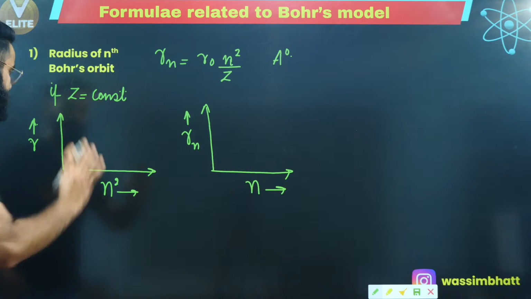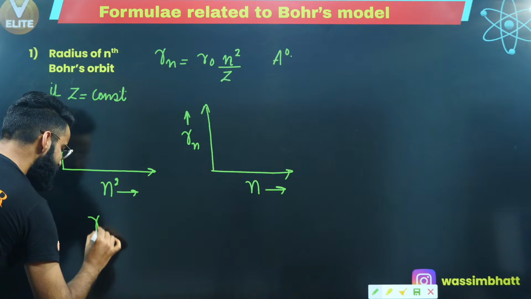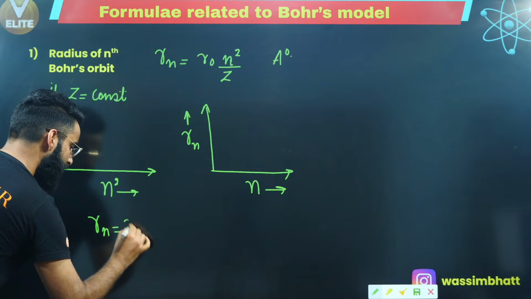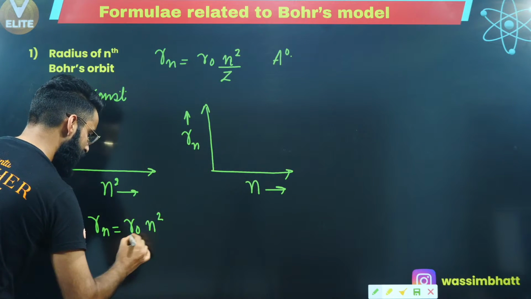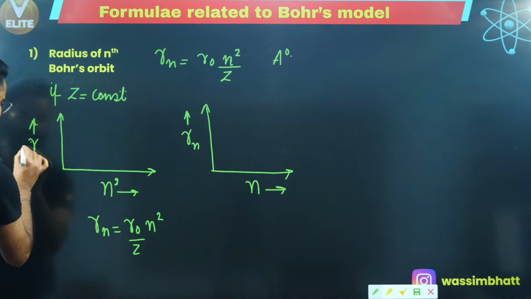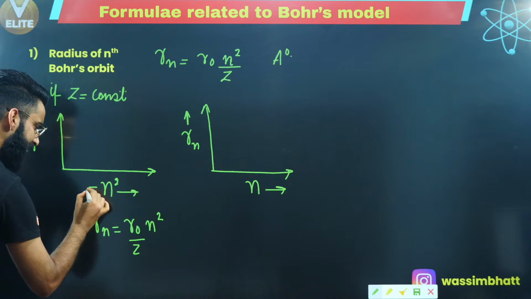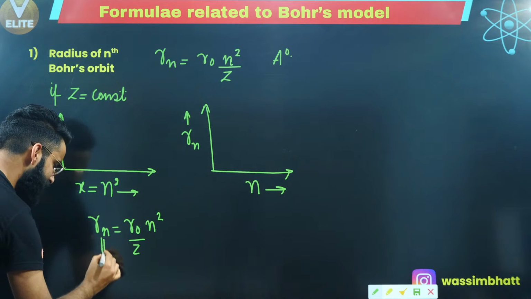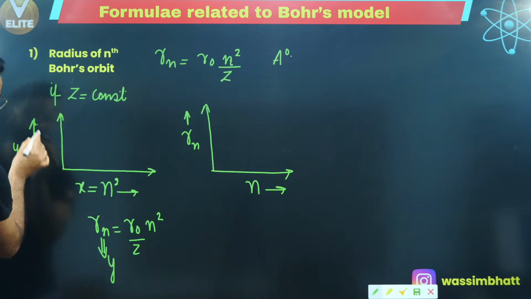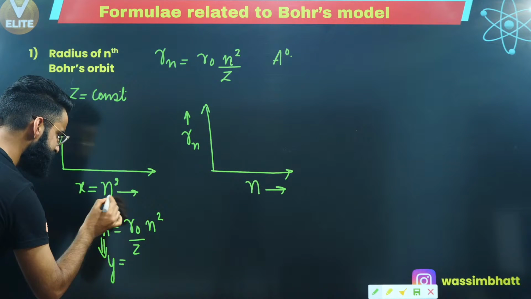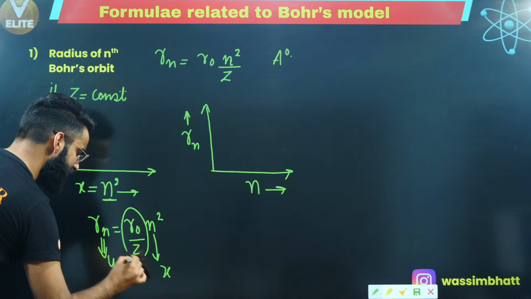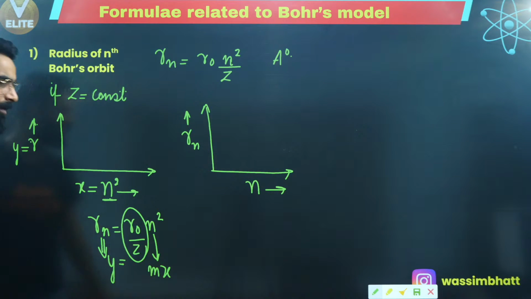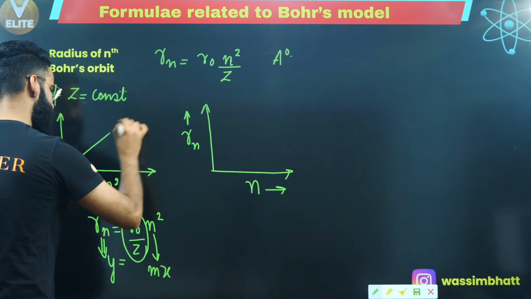Simple. See, my basic equation says r, radius of nth orbit, is equal to r naught n square upon z. So n square upon z, right? I'm plotting radius along y-axis, I'm plotting n square along x-axis. So instead of radius, I'll be writing y, is equal to, instead of n square in this equation, I'll be writing x. So this whole becomes slope, which is represented by m. Y is equal to mx means straight line passing through origin.